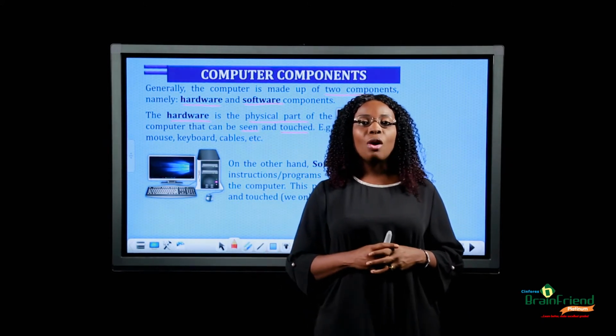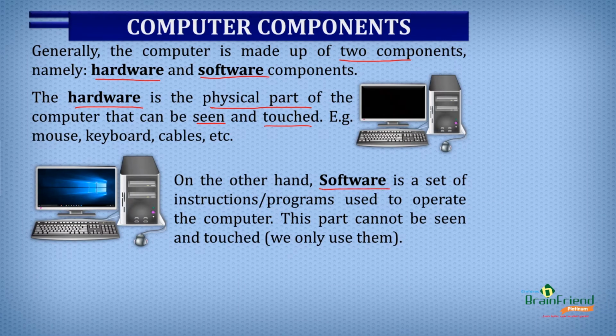On the other hand, we have the software. The software is a set of instructions, which are also called programs, that are used to operate the computer. So these software are used to run the computer hardware. Another thing to note about software is that they cannot be seen and touched. We don't touch them, we only use them. So in this lesson, our focus is on software. So let's find out more about software.